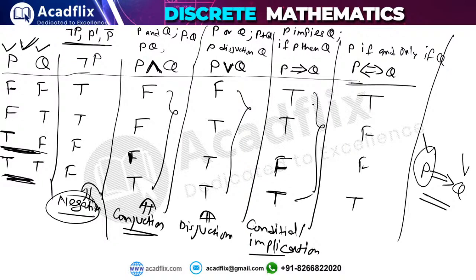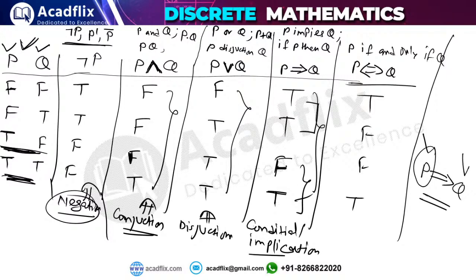And remember, in the remaining cases, when P is false, then automatically it will become true. Why? Because we have not made any statement about the situation in which P is false. So basically it will just be true. So this is the only situation we are interested in. Basically, we are only interested in the situation in which P is true. If P is true, then Q should be true.